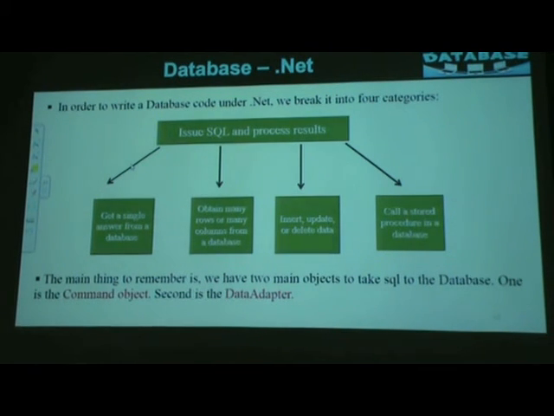To summarize, in order to write database code under .NET, we break it into 4 categories. First, get a single answer from a database. Second, obtain many rows or many columns from a database. Third, insert, update, or delete from a database. Fourth category, call a stored procedure in a database. For that last one, I will show you next lecture how to write a stored procedure and how to call it.